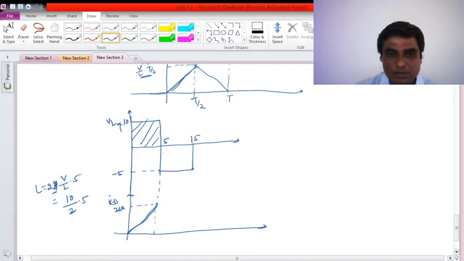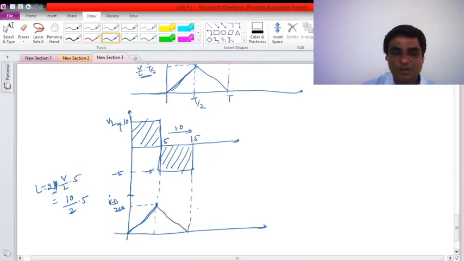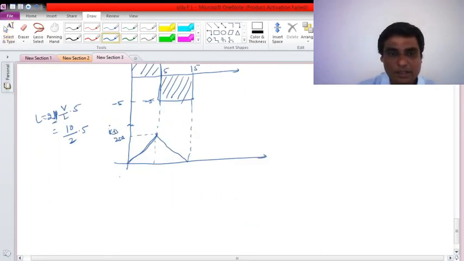Now from here to here I am switching, from 10 volt to minus 5 volt. Suddenly current will not change, it will wait for some time, and at this point how much volt-second are you applying again? This is 10 and this is 5, so minus 50, so again it will go to 0.